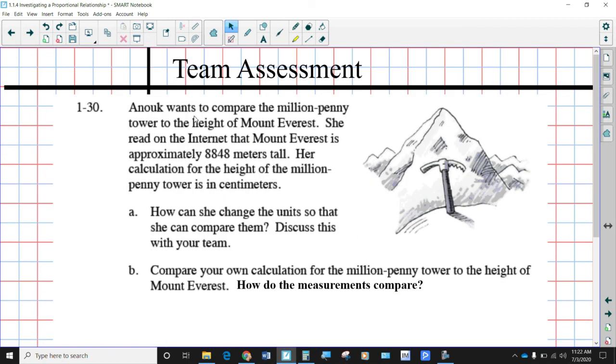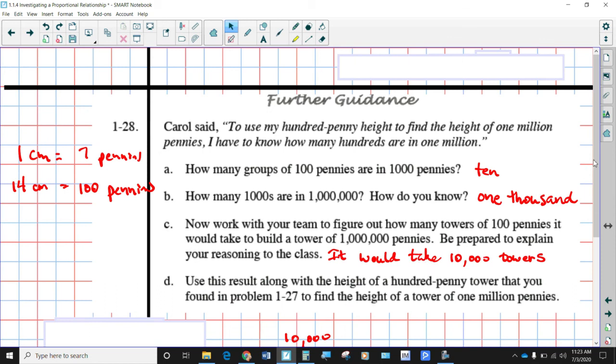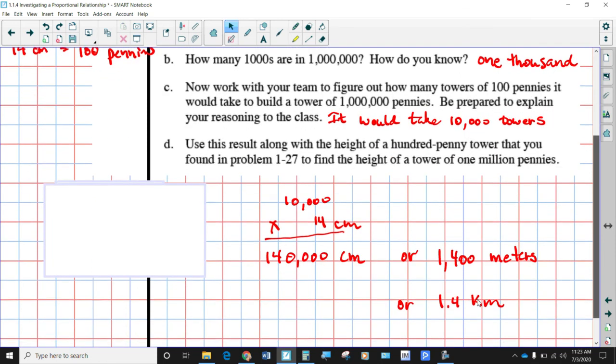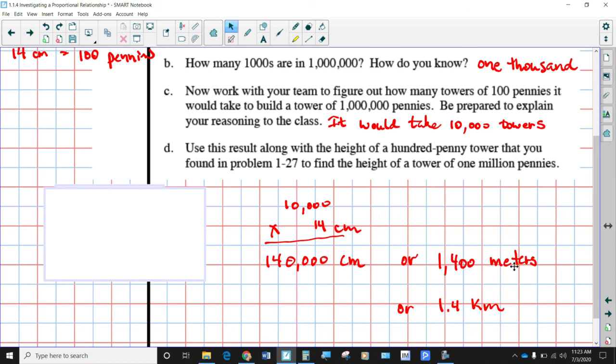All right, so if that's the case, Anouk wants to compare, this isn't really an assessment, just something for us to think about. Anouk wants to compare the Million Penny Tower to the height of Mount Everest. She read on the internet that Mount Everest is approximately 8,848 meters tall. So, with that being the case, which is taller? Looks like Mount Everest is almost 9,000 meters tall, and the Million Penny Tower is 1,400 meters.